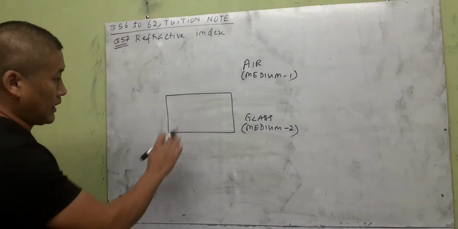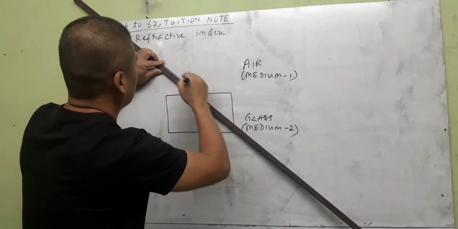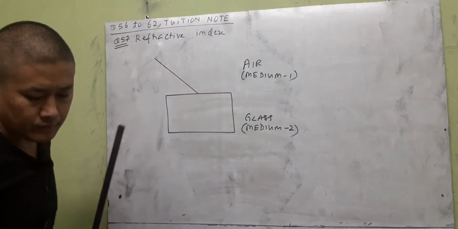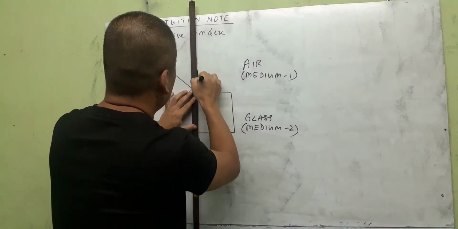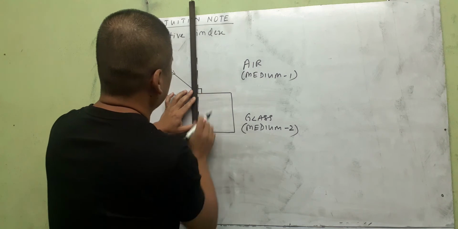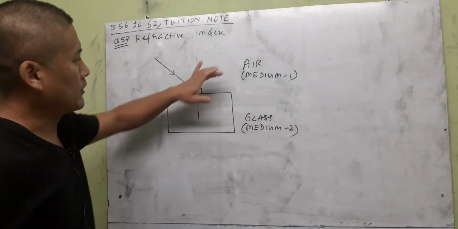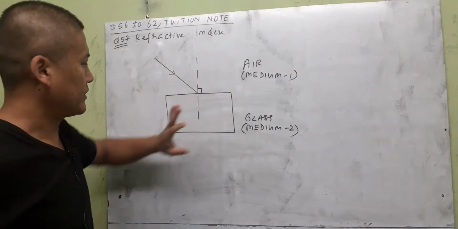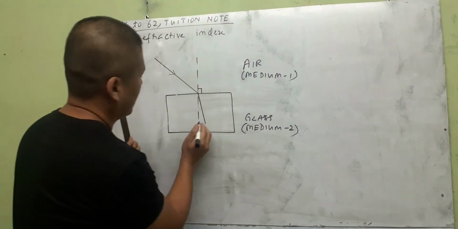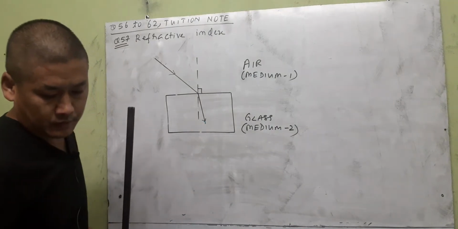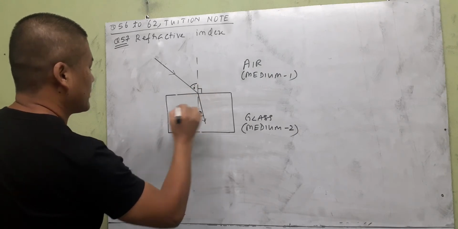Now this is your glass slab, and through this let us pass a light ray. This is called the incident ray, right? Now at this point of incidence, you draw the normal, a line 90 degrees to the surface of the glass, which is the interface between air and glass. Since it's entering from air to glass, that means from rarer to denser, the ray will bend and go towards the normal like this. The refracted ray will come like this, closer to the normal. So this here is called the angle of incidence, and this is called the angle of refraction, small r.